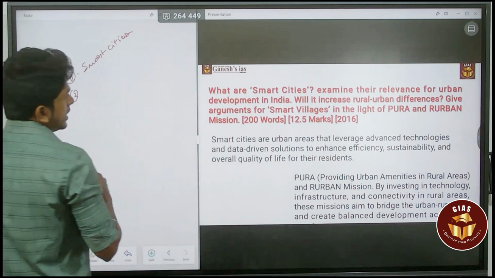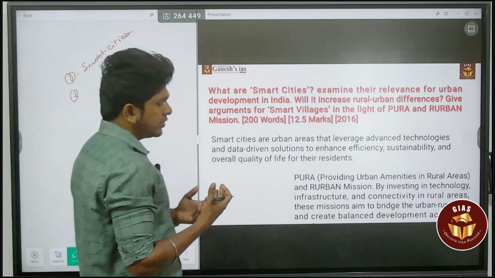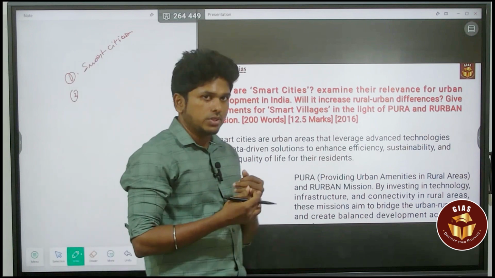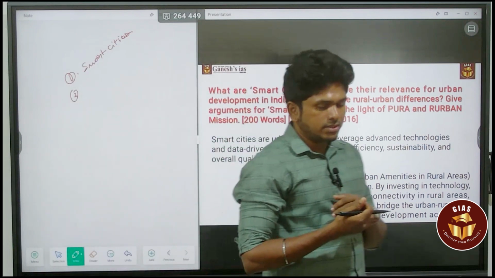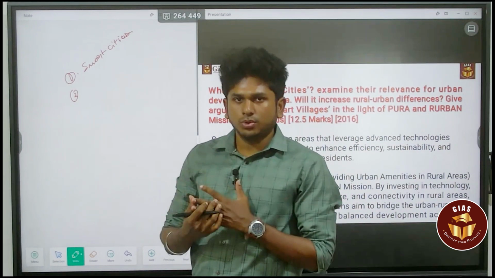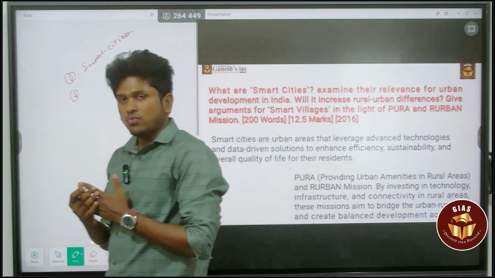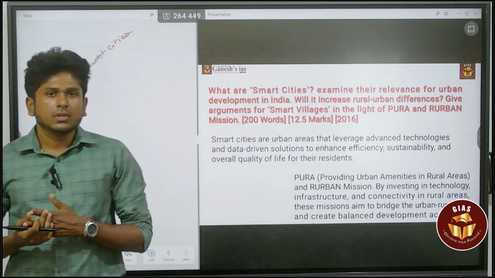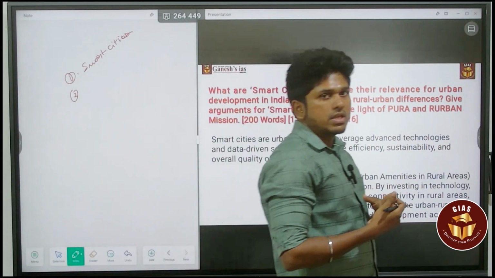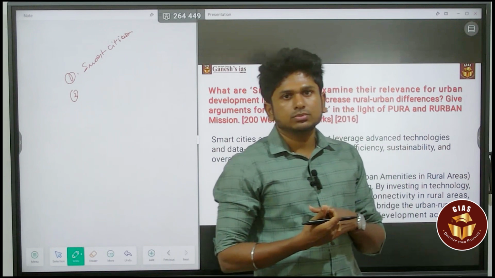Now, examine their relevance for urban development. You can say smart management, smart solid waste management, a smart way of managing traffic congestion, and also overcoming the issues of air pollution and water pollution. And also they will focus on environmental issues. They will try to overcome those issues.